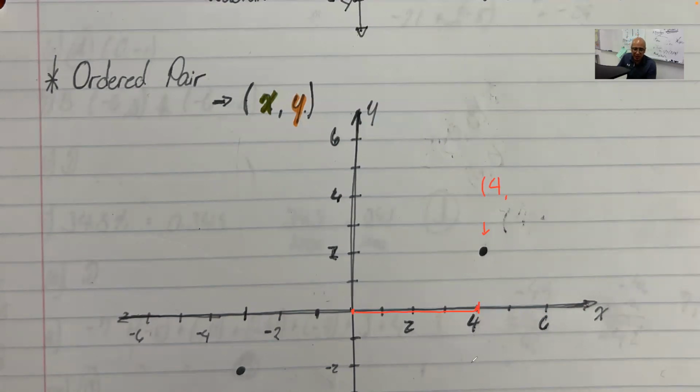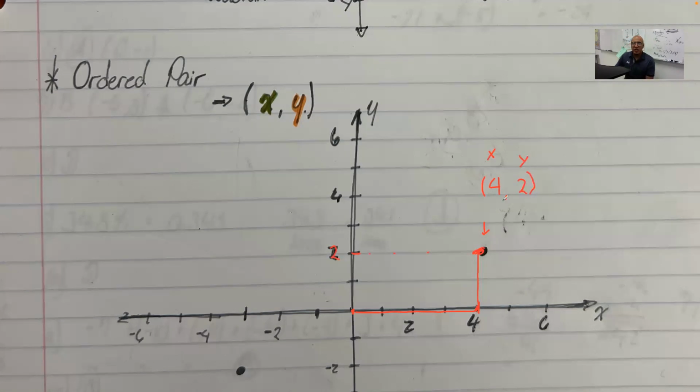Up is positive, down is negative. So in this case, I'm going up 1, 2. That's not perfect, but my y coordinate would be 2. So, ladies and gentlemen, this point is (4, 2), meaning we go 4 on the x-axis, positive 4. That means to the right. If it was negative 4, you would go to the left. And then you would go up 2.